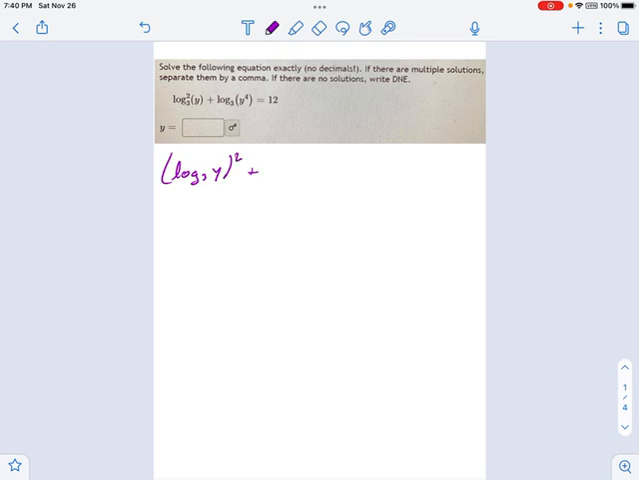Okay, and then the next one is just log base 3 of, gross, log base 3 of y to the 4th equals 12. So there's the equation that we're looking at here.